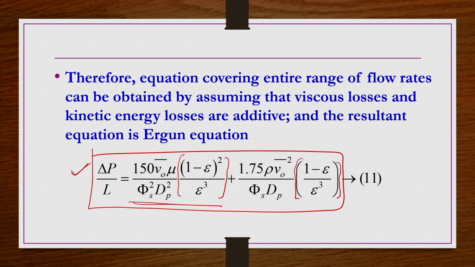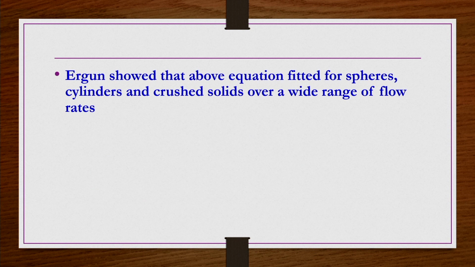This first part is the Kozeny-Carman equation, the second part is the Burke-Plummer equation. If you add them together, we get the Ergun equation which is valid for all Reynolds numbers, small to large, including the intermediate range. So, Ergun showed that the above equation fitted for spheres, cylinders and crushed solids over a wide range of flow rates. He did several experiments for different types of packing material by varying a large range of flow rates, and you find that the Ergun equation we have seen is valid for a wide range of flow rates and different types of packing material.